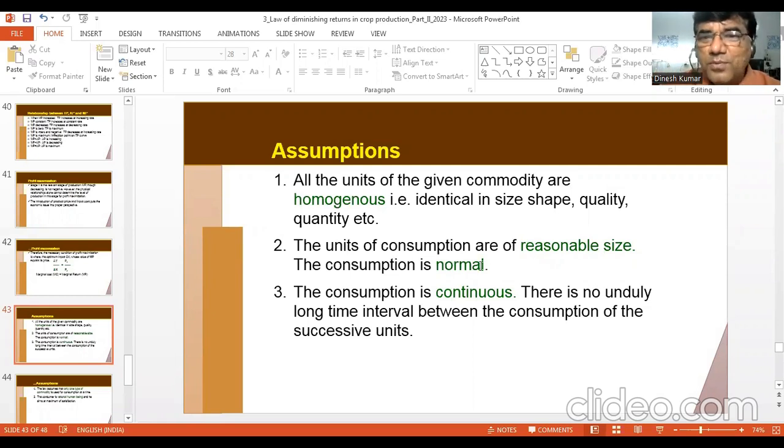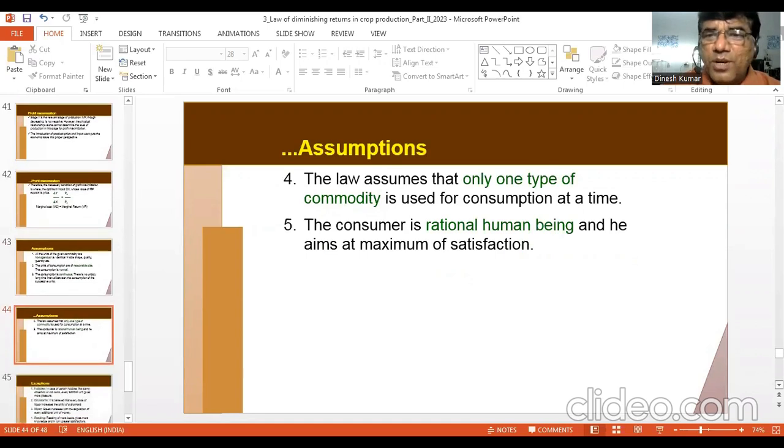So the units of consumption are of reasonable size. The consumption is normal. The consumption is continuous. Here, the utilization or application of labor is continuous. There is no unduly long time interval between the consumption of successive units, or here, the application of successive inputs. The law assumes that only one type of commodity is used for consumption at a time. The consumer is a rational human being. Here, you can say the labor is a normal human being.